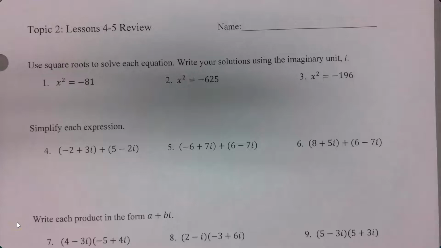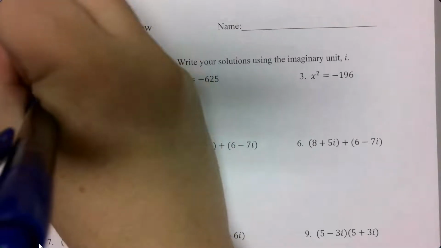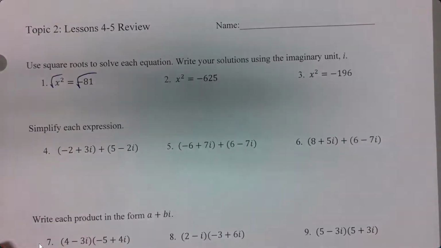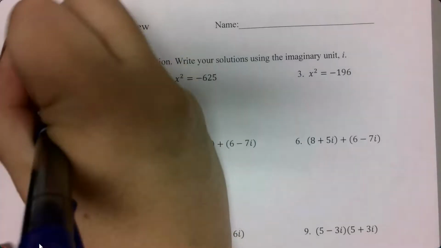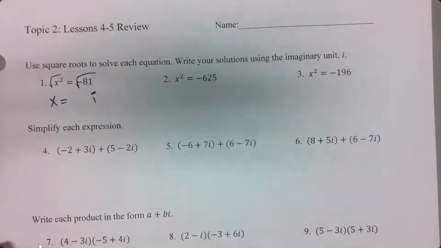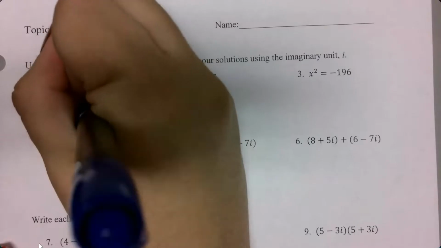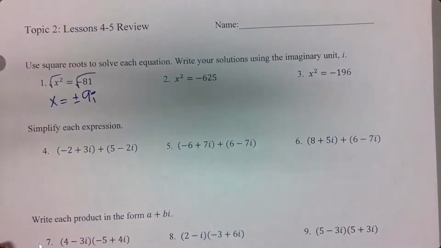So in this video, I'm going to be working on the 2.4 to 2.5 quiz review. The first set wants me to use square roots to solve each equation and to write my solutions using the imaginary unit i. So, first one, I just want to start off by taking my square root. Because I have the square root of a negative number, I'm going to get i as part of my answer. And I can take the square root of 81, that is a perfect square. That gets me 9. Because I personally drew that square root symbol, it is going to be plus or minus. So I get two answers.